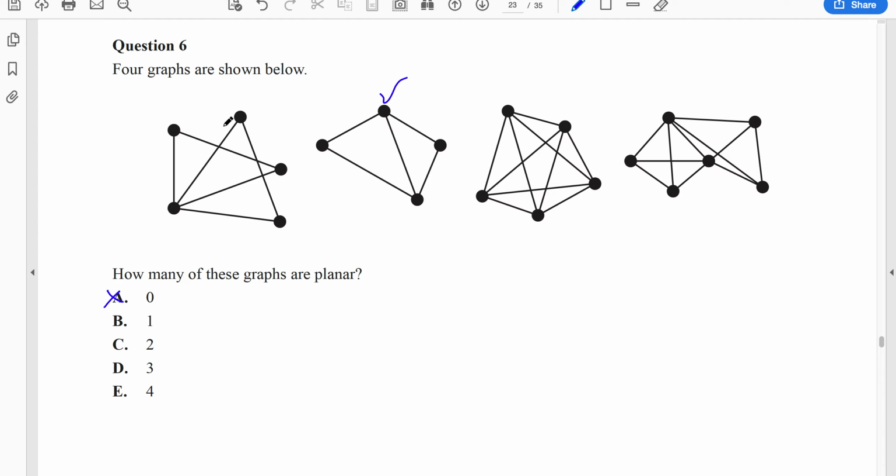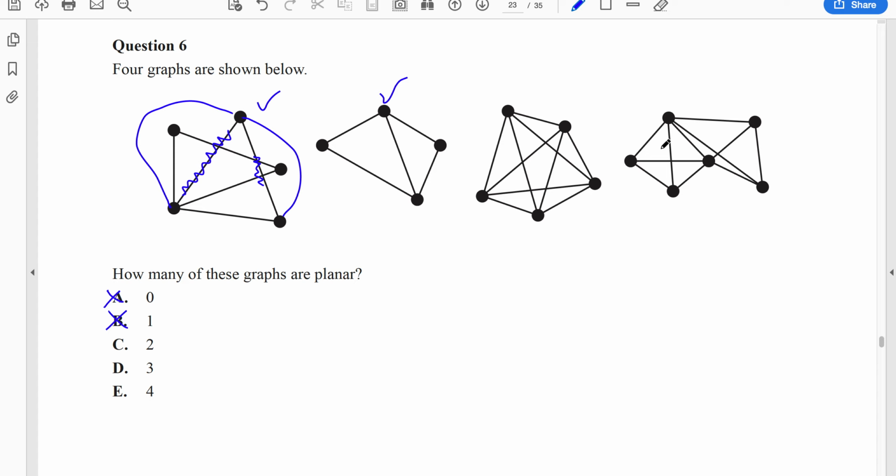Secondly, if I have a look at this one, I can very easily take that out. So that will take away this little intersection. And the only other intersections are here and here, so I can just move that edge over there. So that one's also planar, so this one can't be the answer. I'll leave that one for a moment.